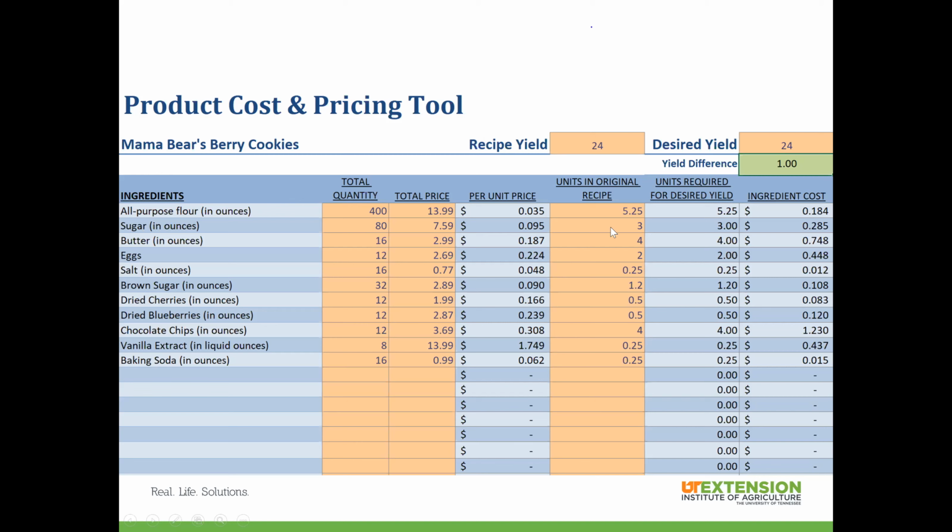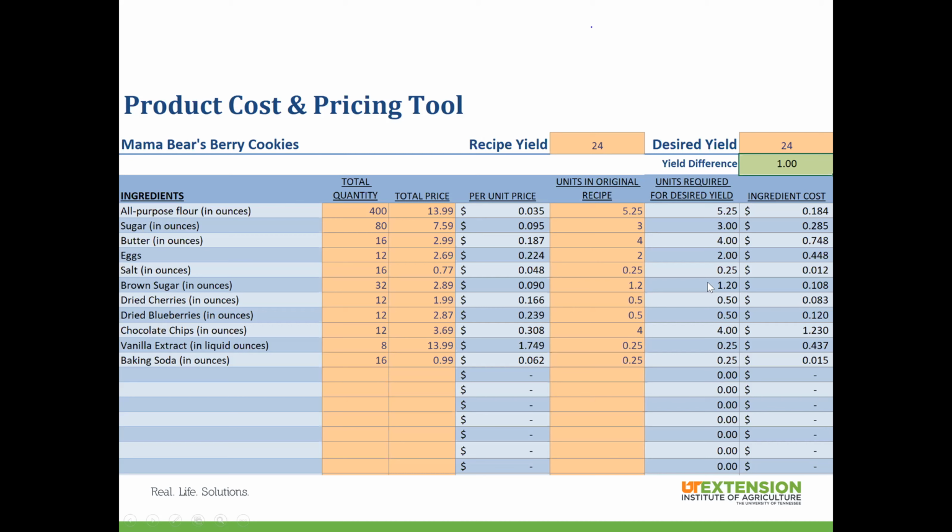And then in this column under units in original recipe, we put the number of ounces and so forth for each ingredient. The units required for desired yield column actually helps us if we're doing a recipe and want to make sure that we've got enough of each ingredient on hand.